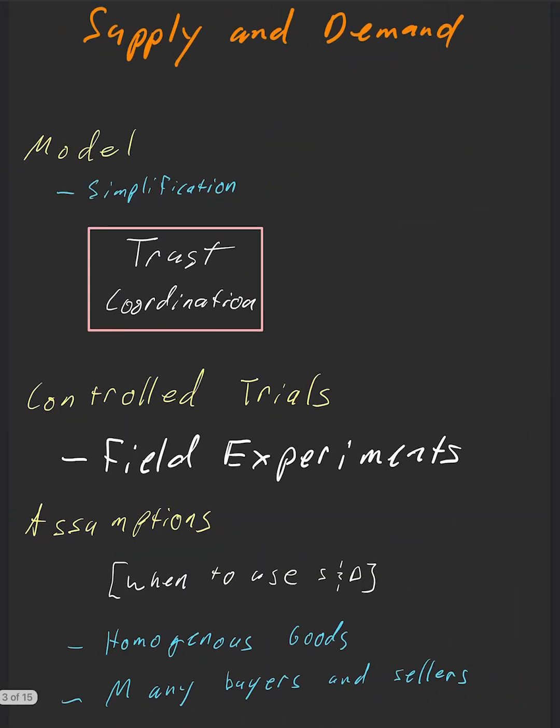So what is supply and demand? Simply put, supply and demand is a model. It is an economic model of how markets behave.